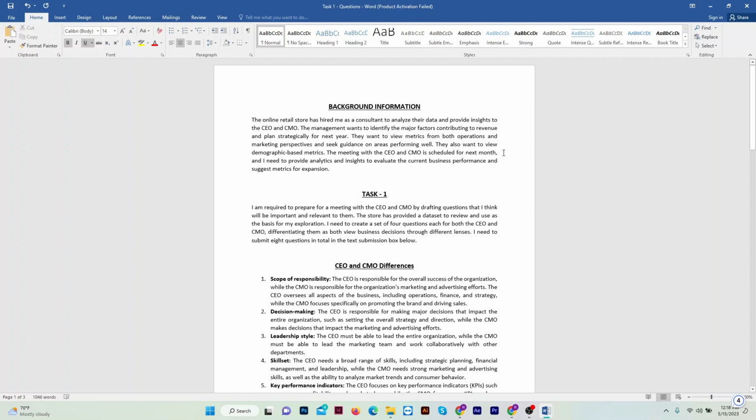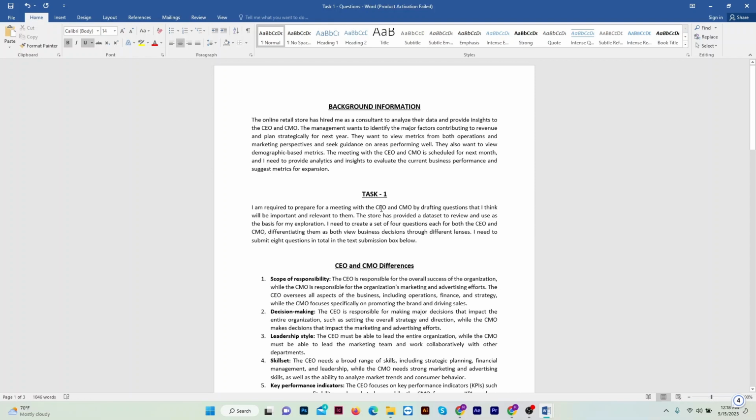Also, the management wants to view demographic-based metrics. The CEO and the CMO schedule a meeting with you the next month, and they need you to provide analytics and insights to evaluate the current business performance and suggest metrics for expansion. So that is the background information for this whole project. And for project 1, this is the guidance that you need. For task 1, they ask you to do this.